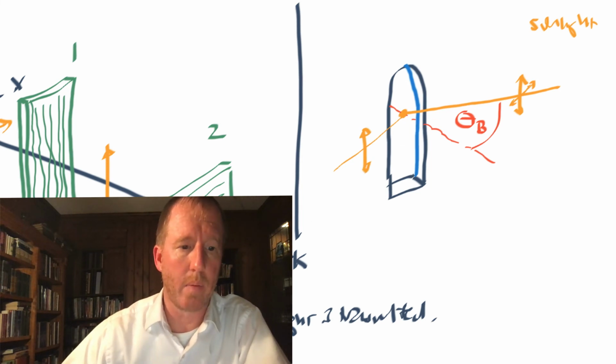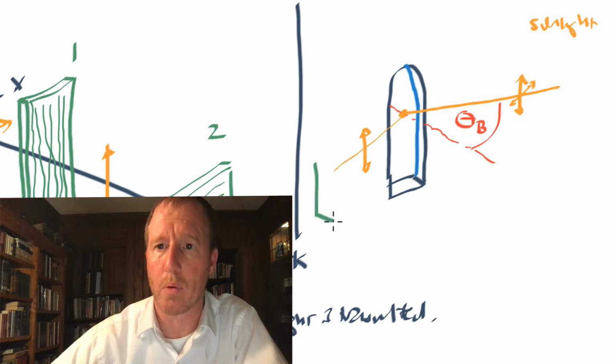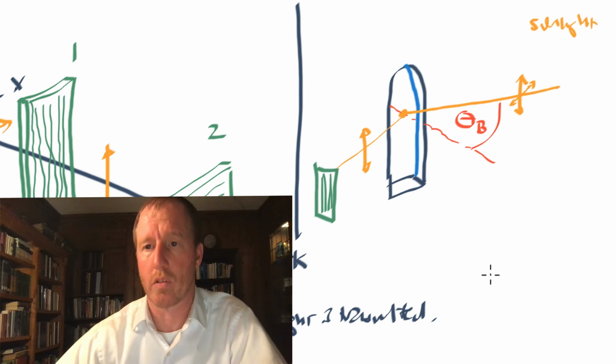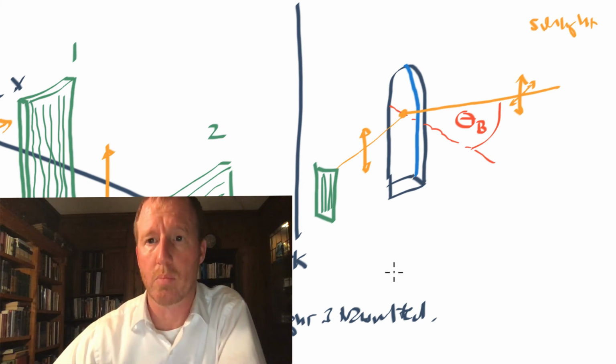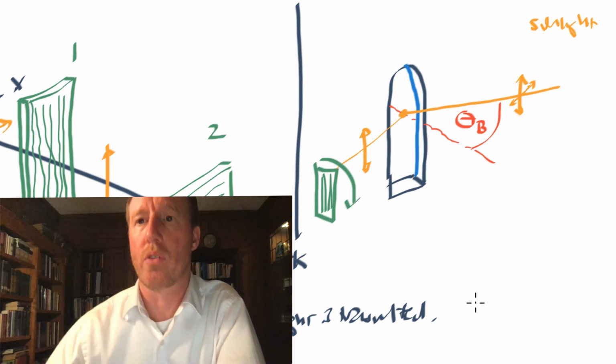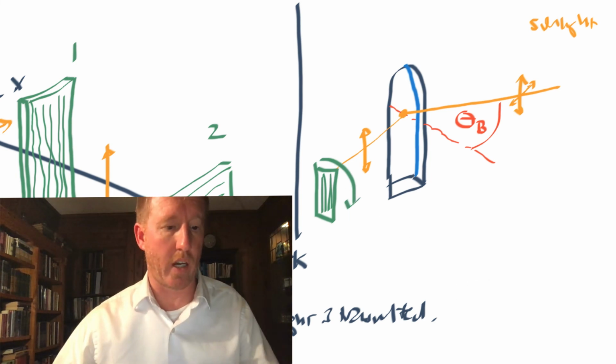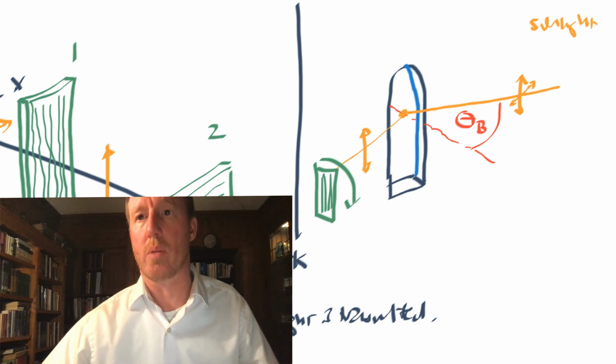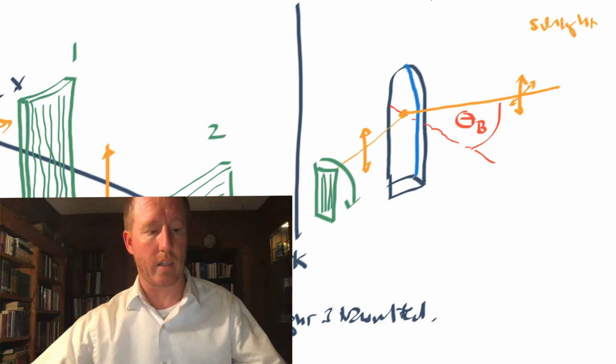And how did Malus recognize this? Well, presumably he was looking with maybe a sheet of tourmaline. He oriented this way and he could see the light that was reflected off this window at the Palace at Luxembourg, but if he rotated this, then he was unable to see any reflected light. So this is the phenomenon of polarization by reflection, and again, this is something that you studied in lab this past week.